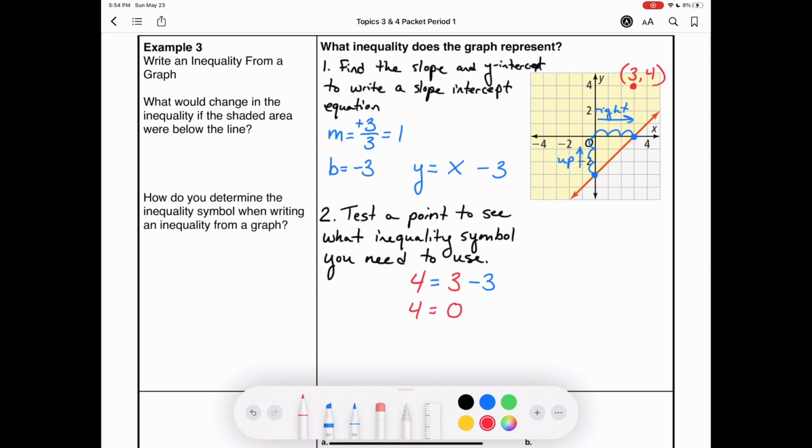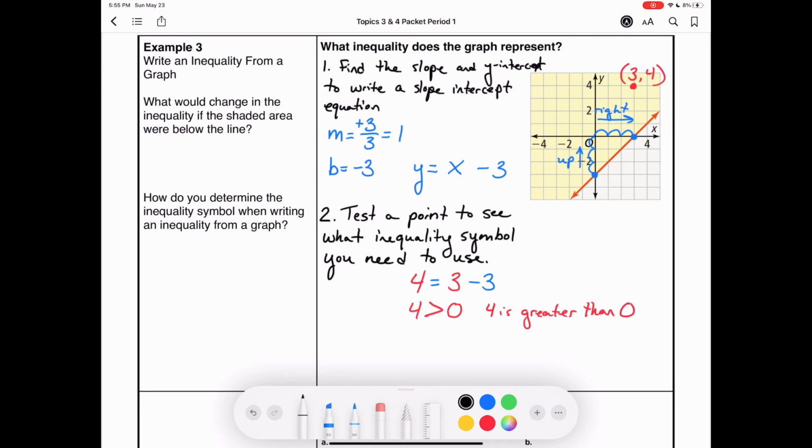So what's the relationship between 4 and 0? 4 is greater than 0. So that means that we are going to use the greater than symbol when we write our inequality. The greater than symbol, we can think of it as an arrow that's pointing to the right, because the right is the part of the number line where the numbers get greater.